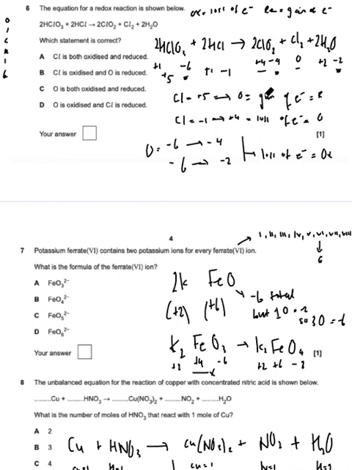And therefore it's gained electrons, and therefore it's been reduced. We also have chlorine going from -1 to +4 over here. Therefore it's lost electrons, and therefore it's been oxidized. Therefore chlorine has been both oxidized and reduced, and that's why the answer is A.